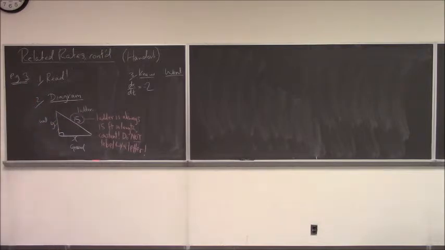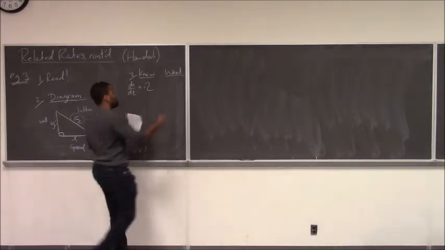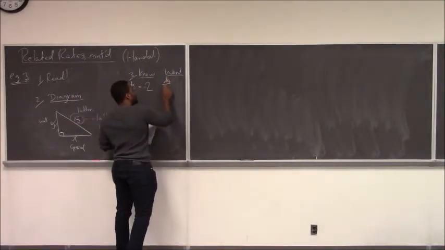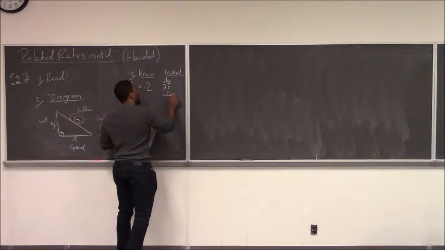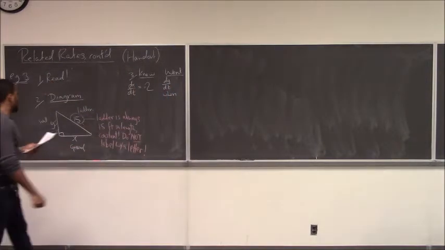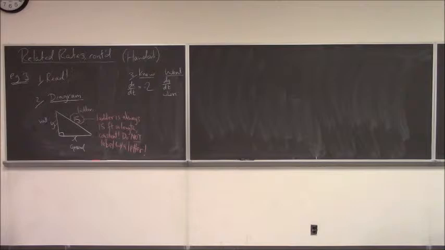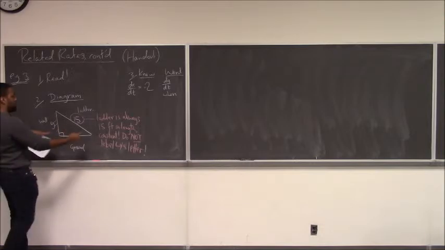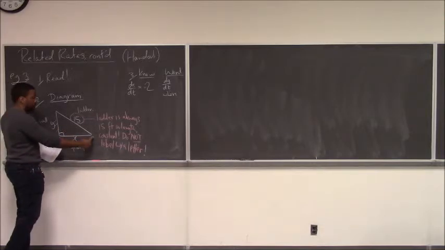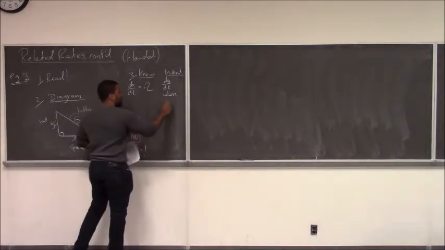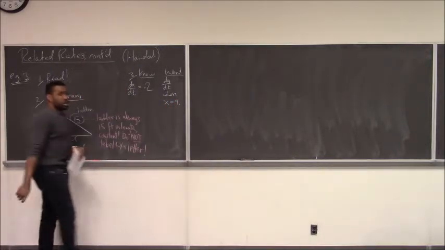Now, that's what we know, and that's the only rate we know. So what do we actually want? Well, we want to know what dy/dt is doing, and in what situation? What's the condition here? When x equals 9. When the foot of the ladder is 9 feet from the wall, according to my picture, x describes the length the foot of the ladder is from the wall, so this is when x equals 9.